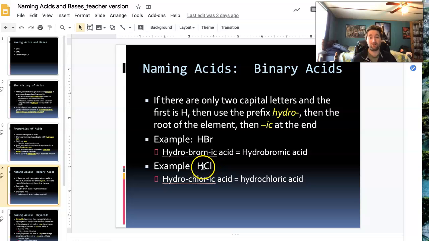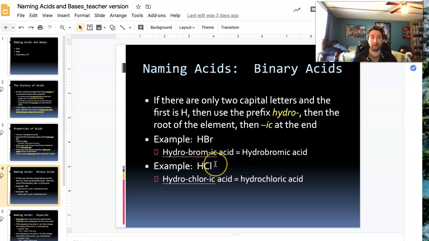The first one is an H. So we're going to add hydro to the front, then chlor, because that's the root for chlorine, chlor. Then we're going to add ic, and then acid. So HCl is actually hydrochloric acid. And you may have heard of hydrochloric acid before.